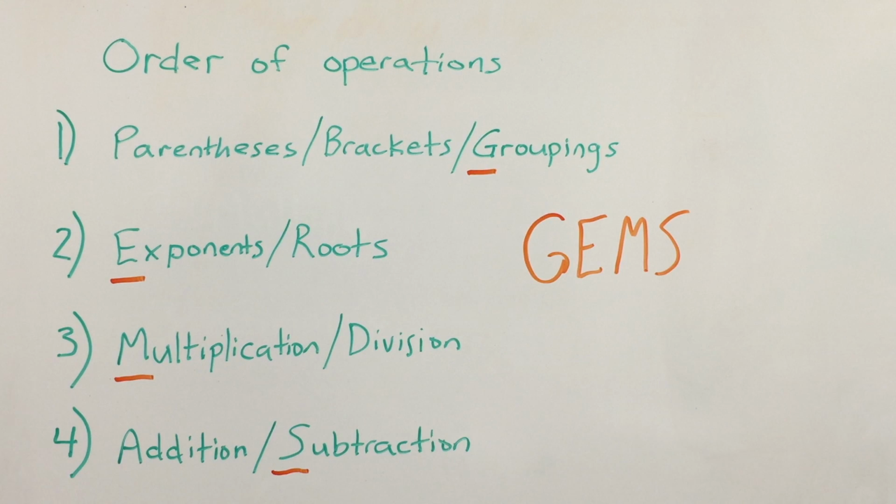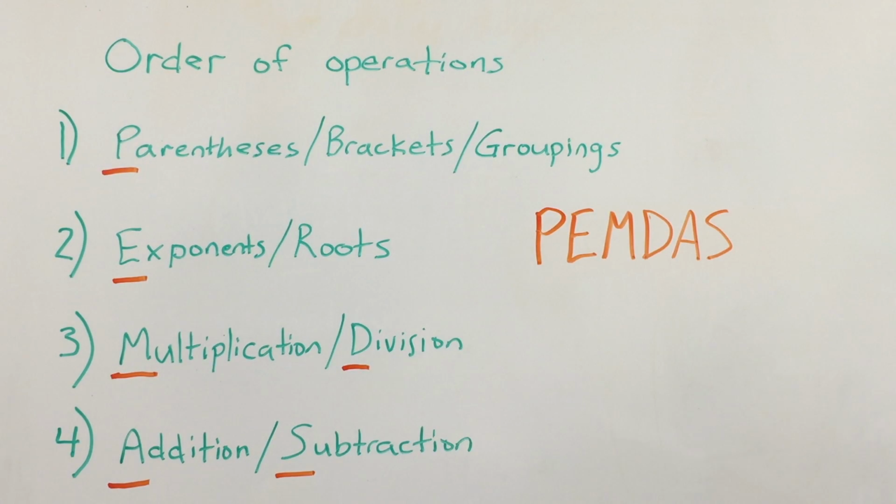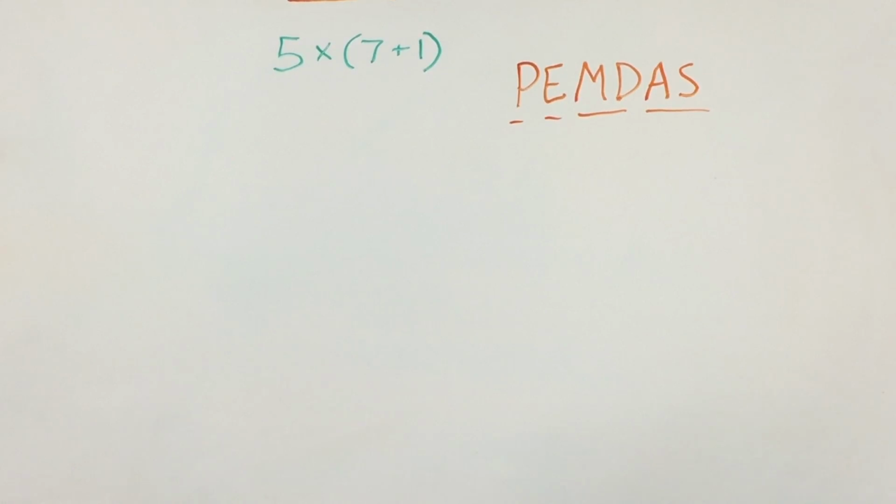To help you remember, some teachers will use the acronym GEMS, which is short for groupings, exponents, multiplication, and subtraction. To help you remember, we'll use the acronym PEMDAS, which is short for parentheses, exponents, multiplication and division, and addition and subtraction.